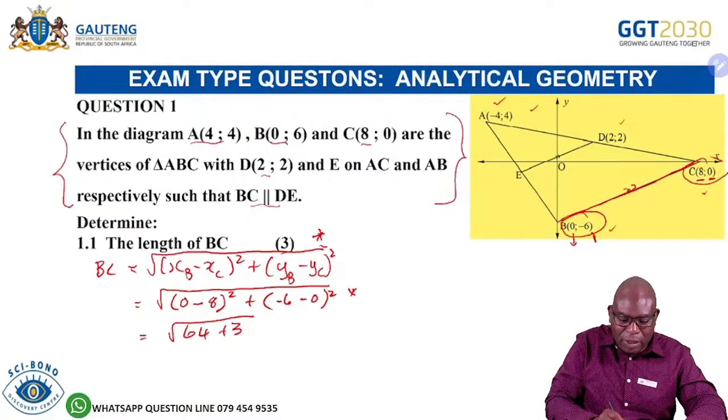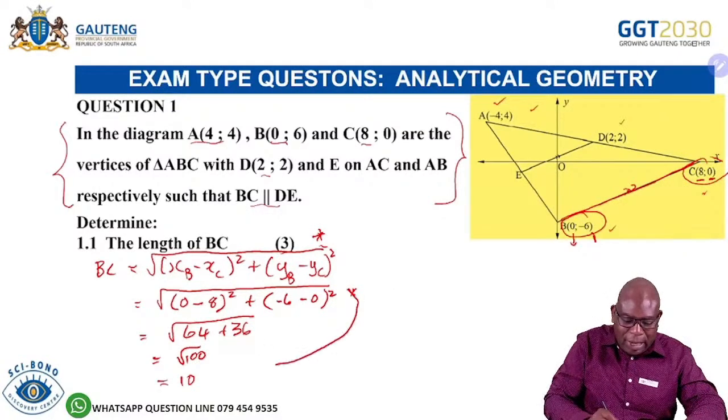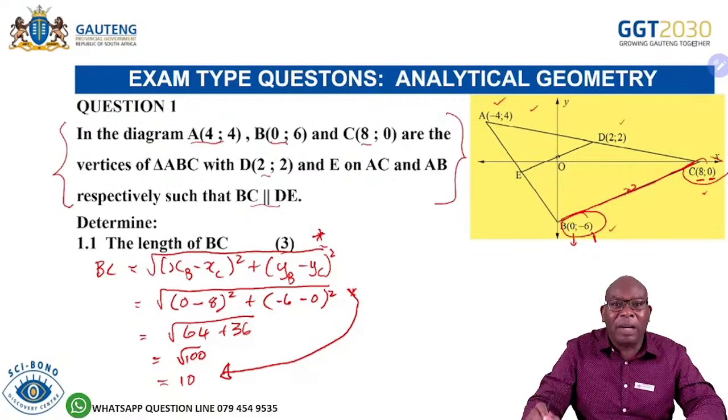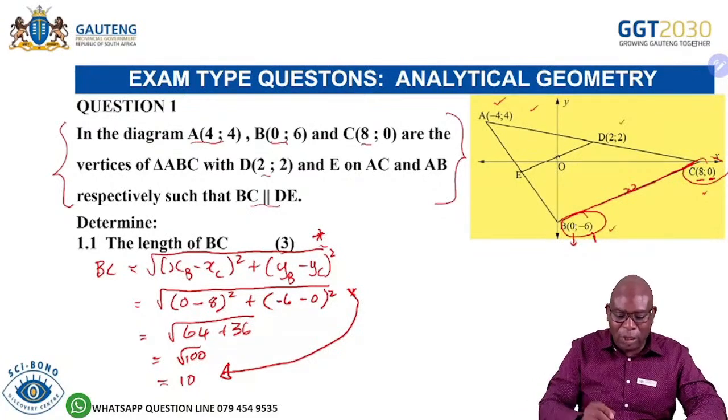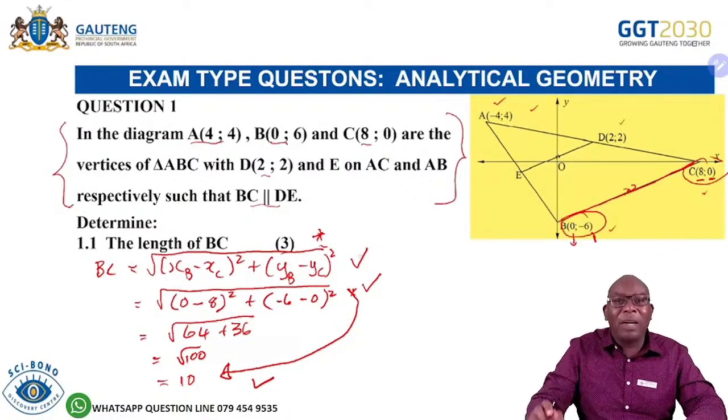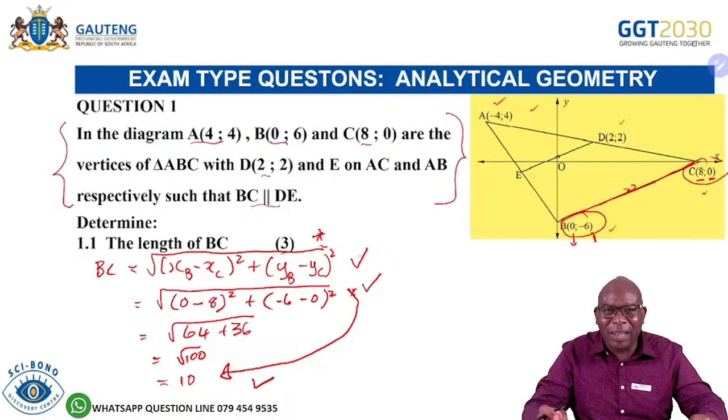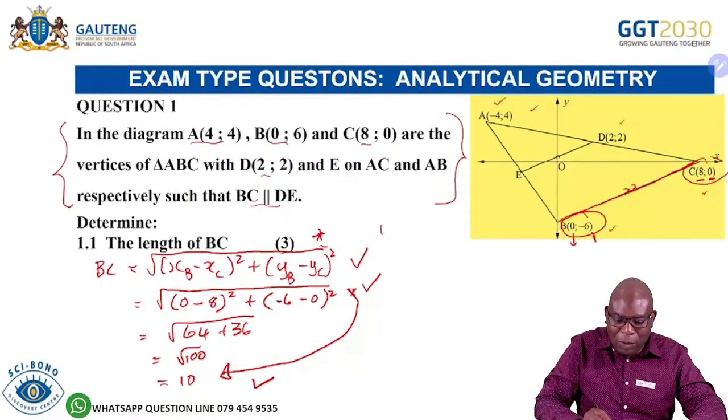And now I'm trying to be smart here. I get square root of 100, which is going to be 10. So from here, you go directly to your final answer. You can see that it's only 1 mark there, 1 mark there, 1 mark there. If I write the formula only, I've got 1 out of 3. If I write substitution correctly, I've got 2 out of 3. If I write this one, I've got 3 out of 3.